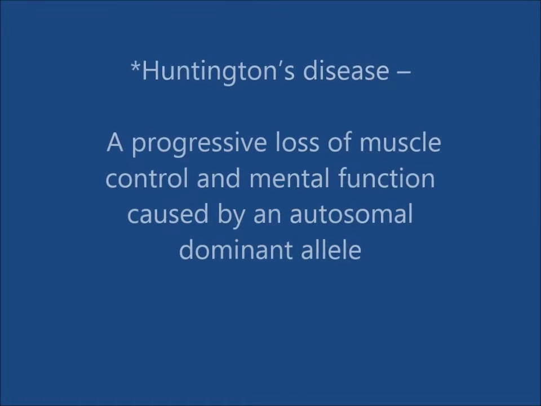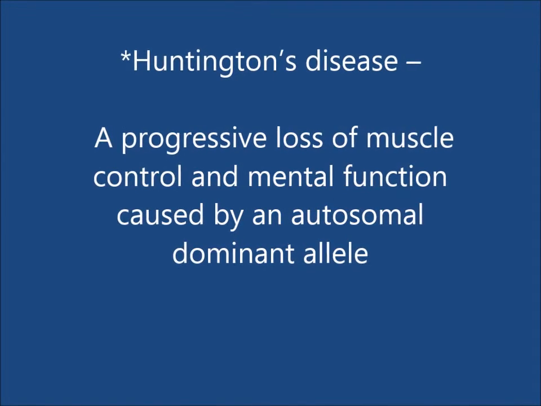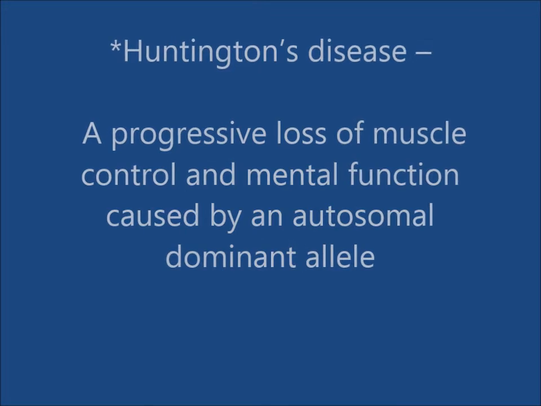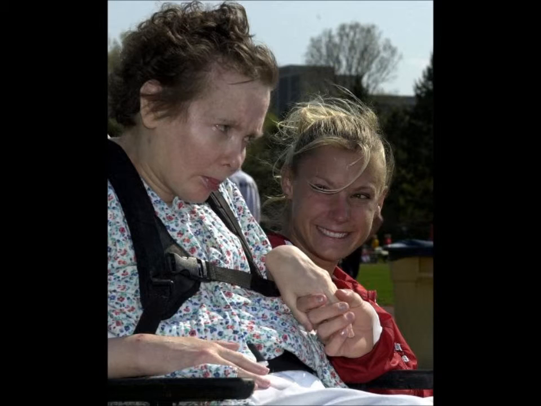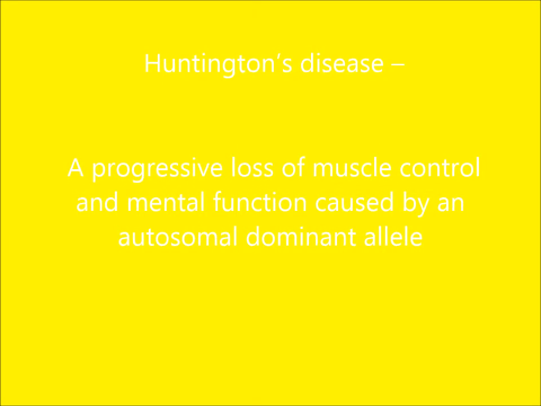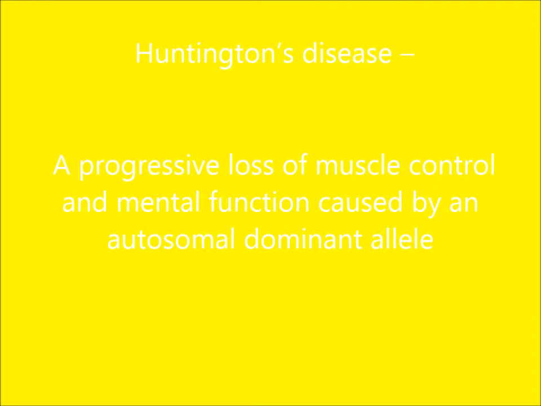Huntington's disease is when they cannot control their movements of their hands, legs, and arms, and mental functions. This disease is caused by autosomal dominant allele. It occurs in people ages 30 to 50. Most of the people who carry the gene do not know it before they have children.